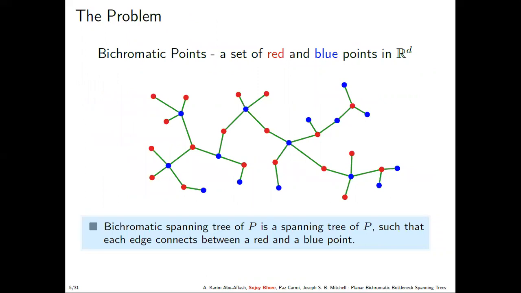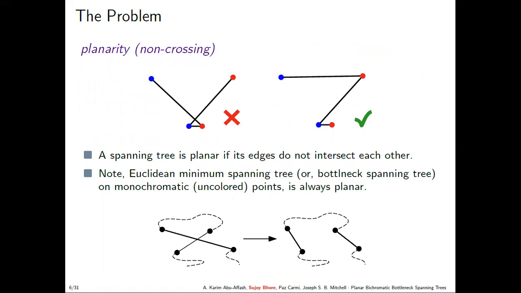A bichromatic point set is a set of red and blue points in D dimensions. A bichromatic spanning tree of these points is a spanning tree such that every edge of the tree connects a red point with a blue point. Planarity or non-crossing is another important aspect of a spanning tree. A spanning tree is planar if its edges do not intersect each other.